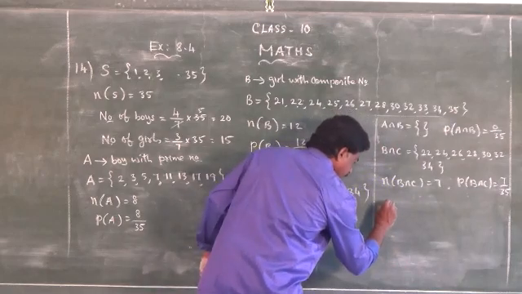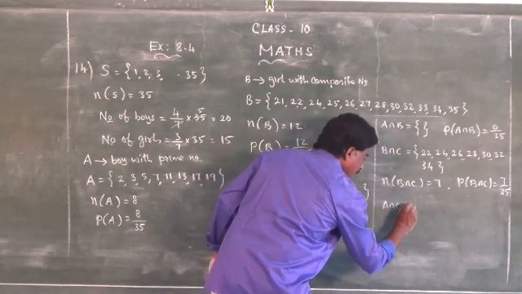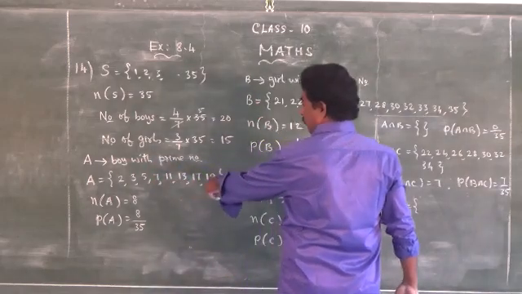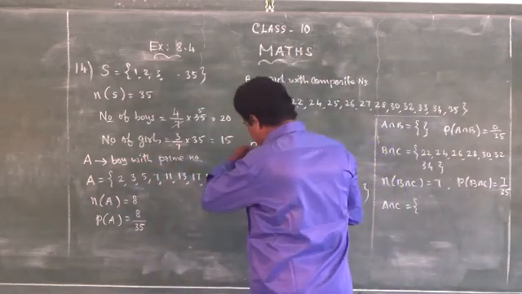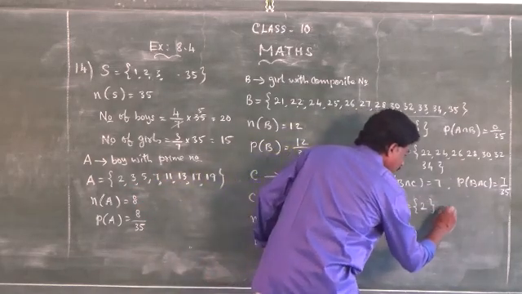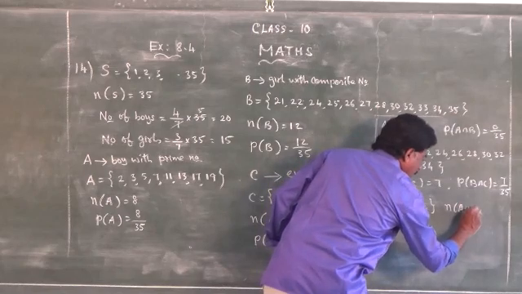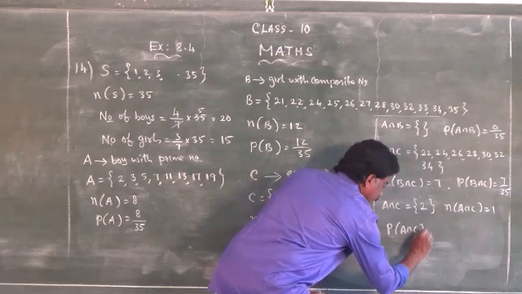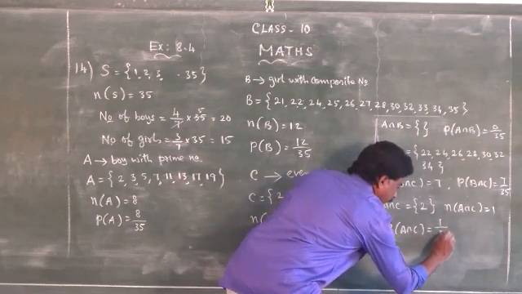A intersection C. A is boys with a prime number, C is even number. What is common? Only 2. So n(A∩C) is 1, and P(A∩C) is 1/35.